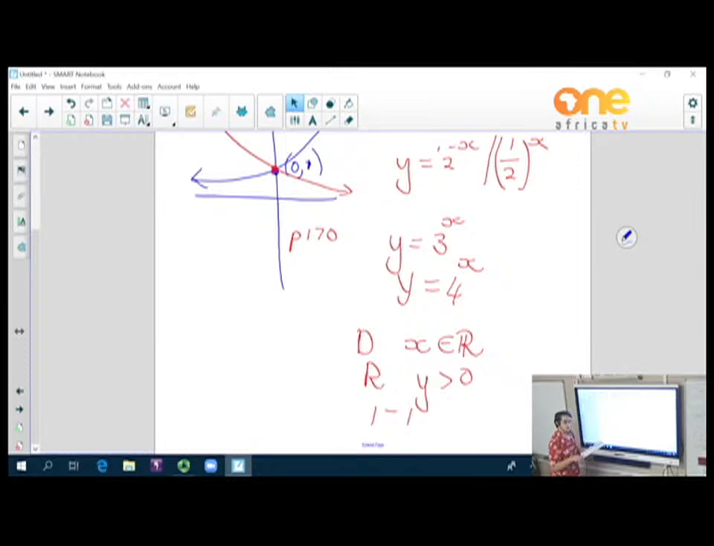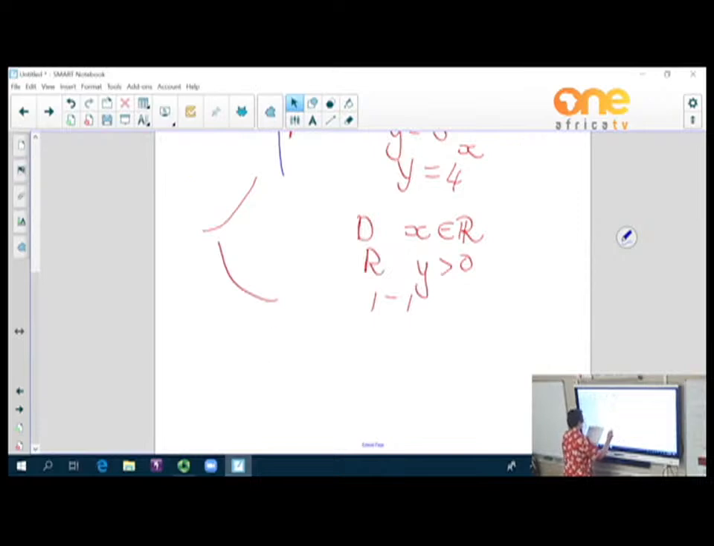Right. On page 71, we have the growth function and the decay function. Obviously, if it grows, it looks like this, and if it decays, the graph will look like that. Now, on page 73, we have this equation, y is equal to k(a)^x. Now we have a constant here in the front, and this constant is your initial value.